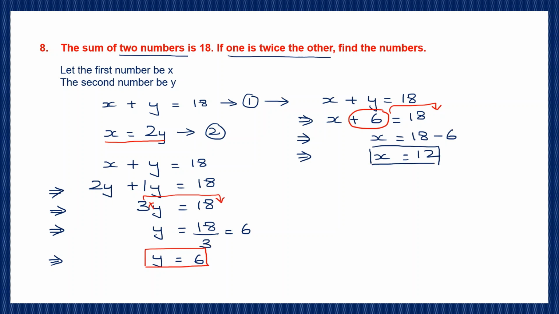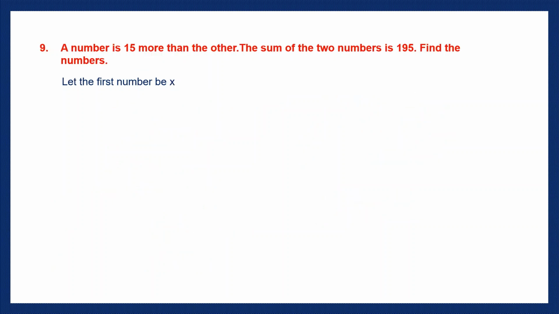So now we have found both the numbers. So our first number is 12, that is x. And our second number, we said in the beginning, let it be y. So y is 6. So we've got our answers 12 and 6.